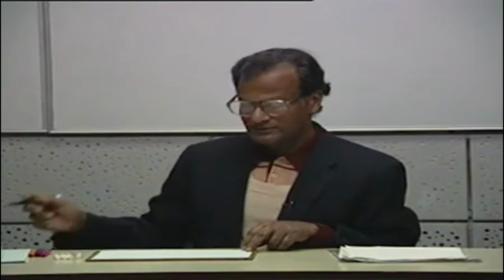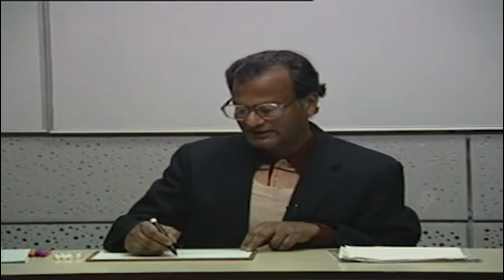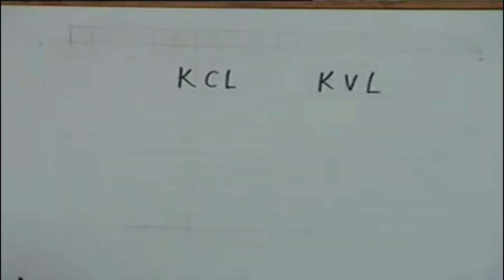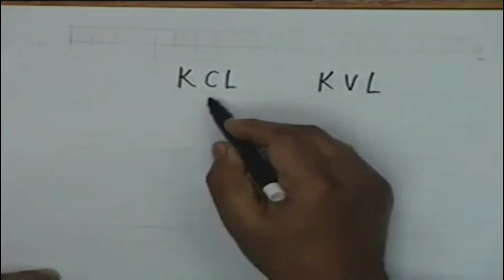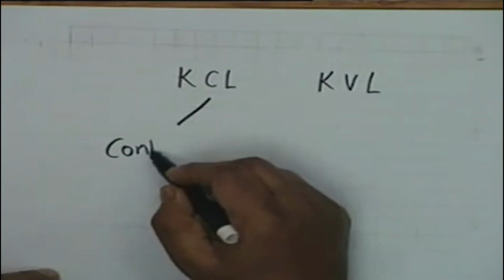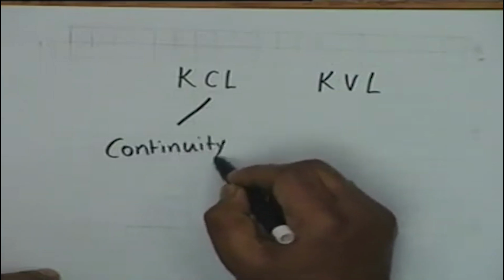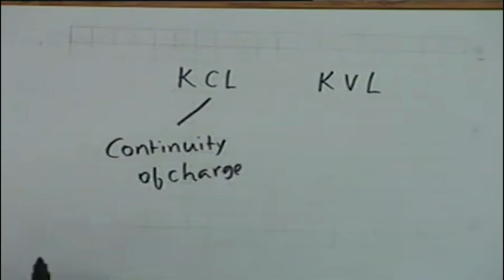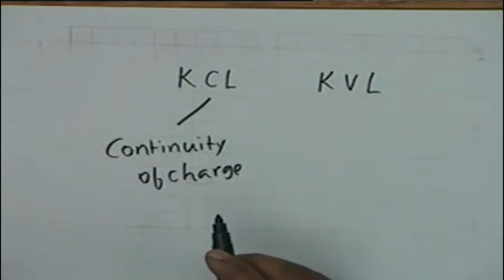The basic tools for network analysis are Kirchhoff's current law and Kirchhoff's voltage law, and as you know already, Kirchhoff's current law is an expression for continuity of charge. That is, in a dynamic situation, charge cannot accumulate at any point in the network, and this is expressed in terms of Kirchhoff's current law.